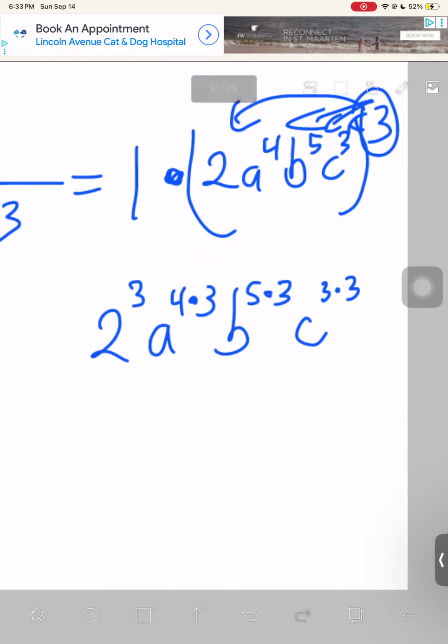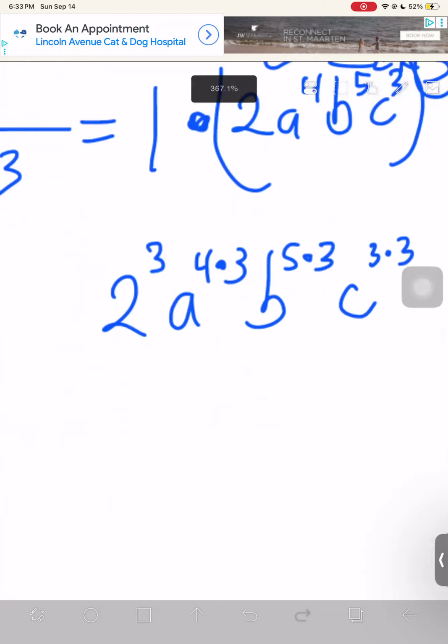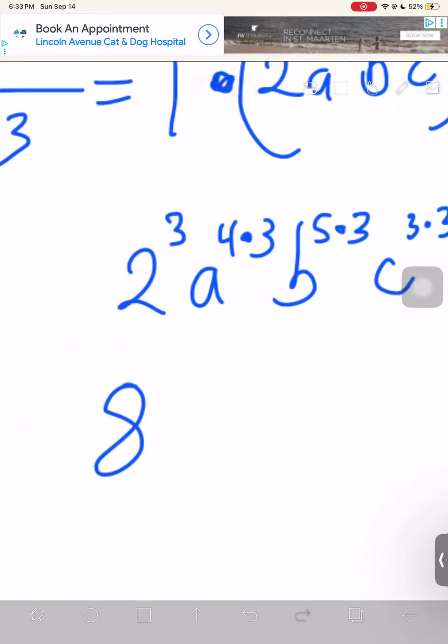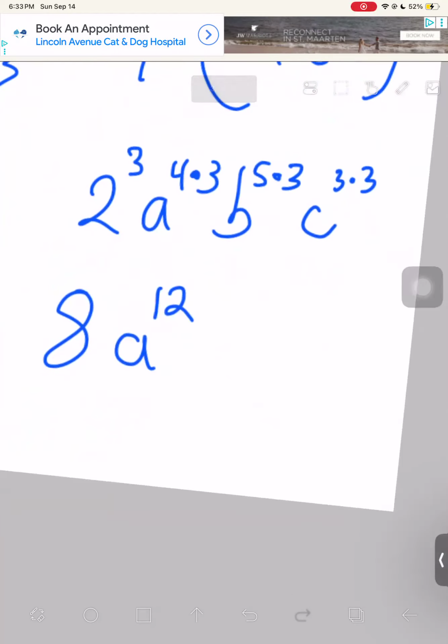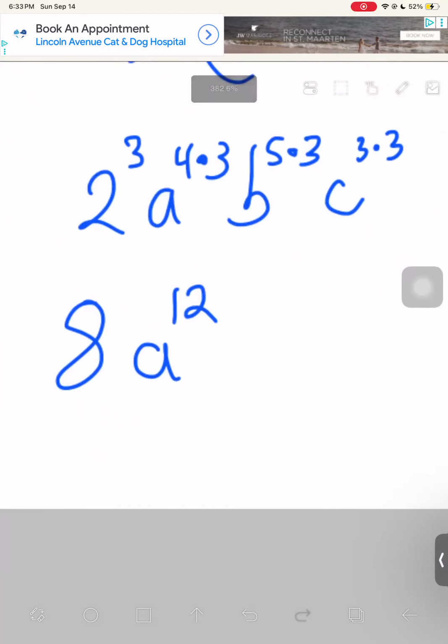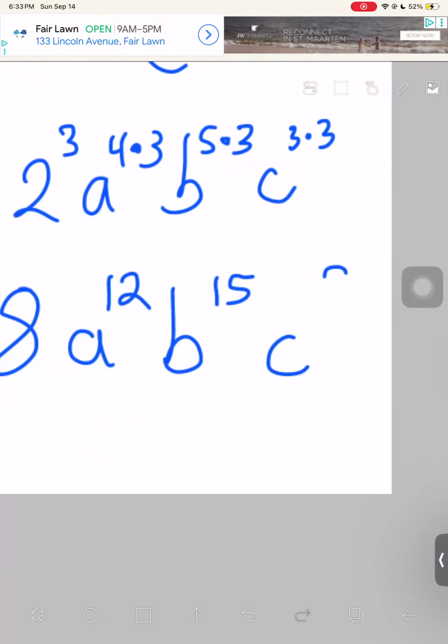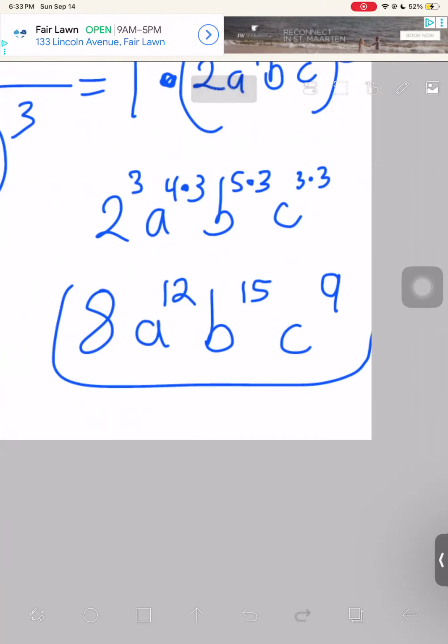So this becomes 2 to the power of 3, which is 2 times 2 is 4, 4 times 2 is 8. So it's going to be 8a to the power of 12, because 4 times 3 is 12. And then b to the power of 15, c to the power of 9. And that is how we do it.